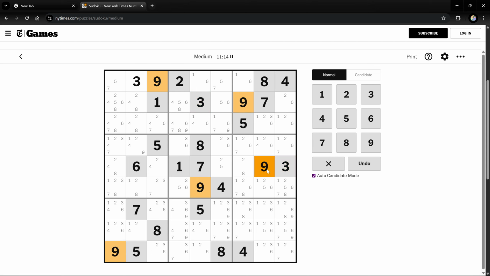And also if there's only one number appearing in the same line or in the same box, we also can put it in. And the third one would be if there are 2 identical 2-candidate squares, we can eliminate the other ones. We can eliminate these 2 numbers in the other squares.